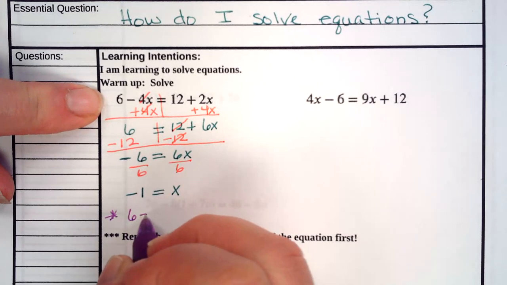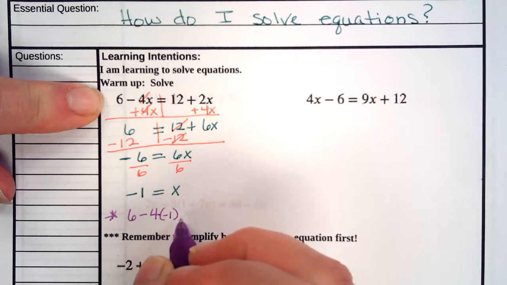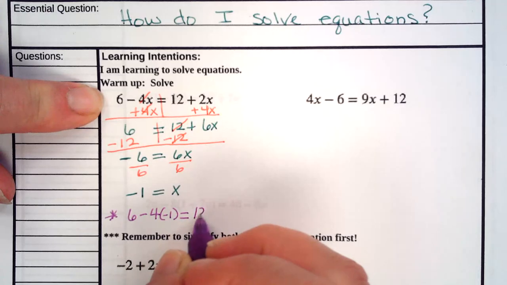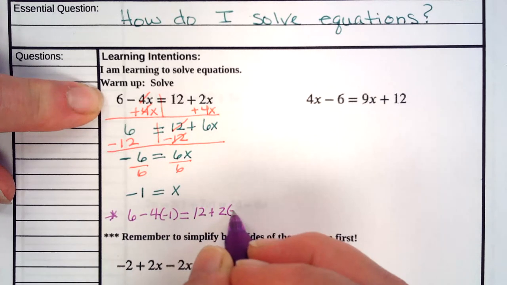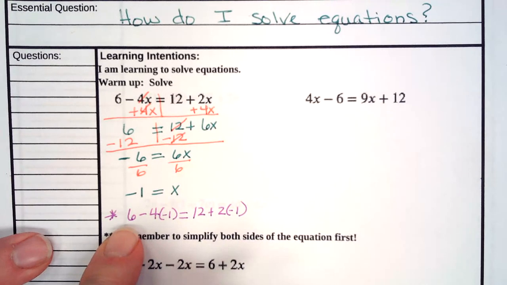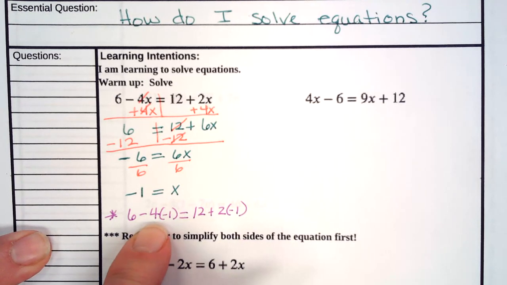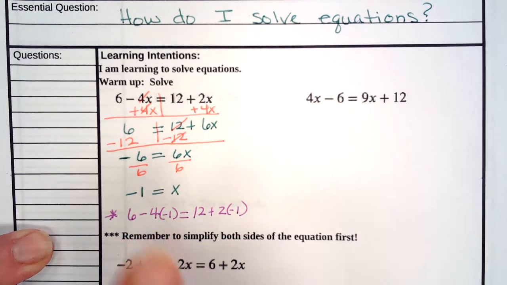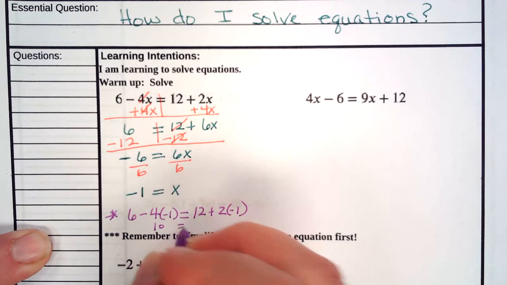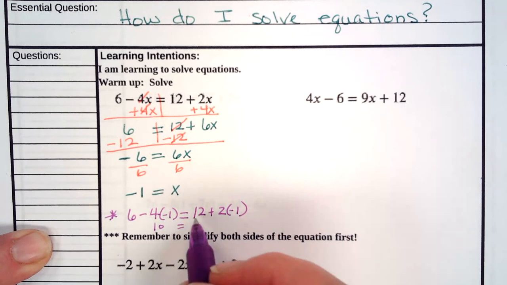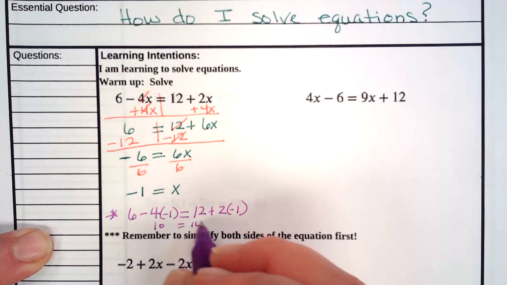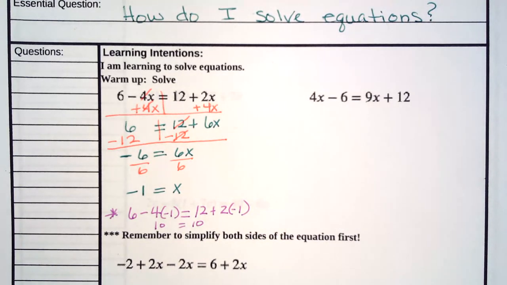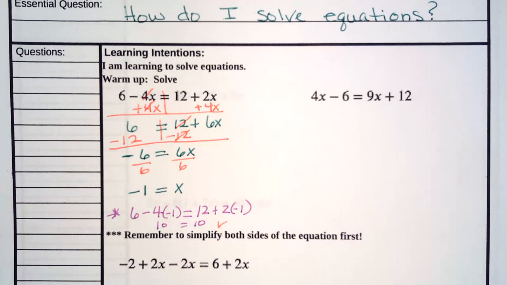So 6 minus 4 times negative 1. Is that equal to 12 plus 2 times negative 1? Okay, 6, this becomes a minus a negative 4, so 6 plus 4 here is 10. This is a negative 2. 12 plus negative 2 is 10. I've checked my answer, and I know that it is correct. Okay, if you did not try the first one on your own, please try the second one on your own.